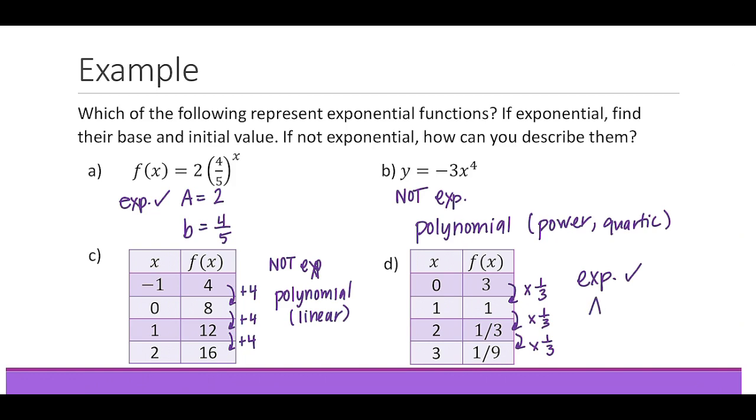The initial value, so a in this case, is going to be 3. And that's because it's the value that corresponds to when x equals 0. So a is equal to 3, and b is 1/3. So my growth factor is 1/3, what I have to multiply by every time to get from one value in the range to the next.